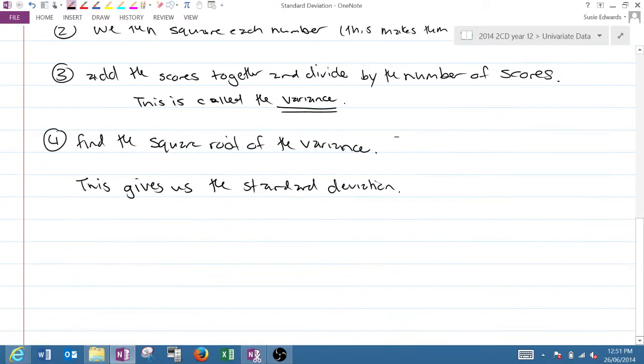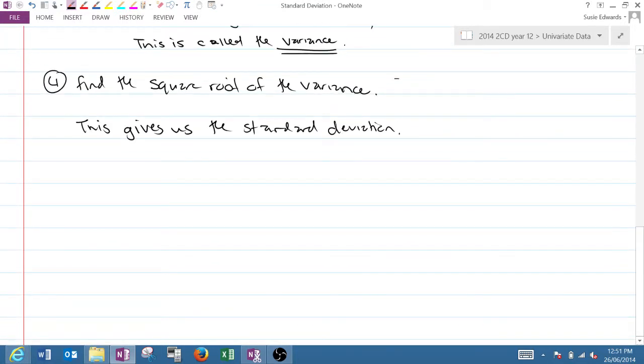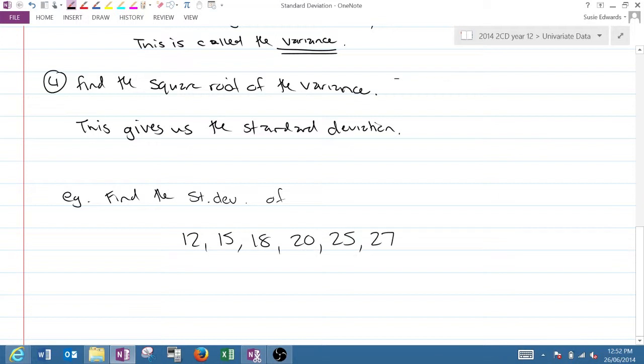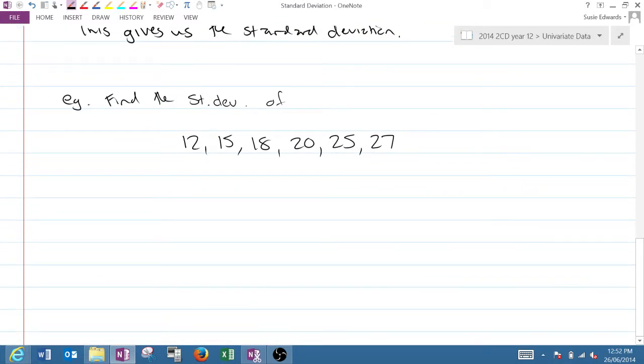So if I give you a set of numbers, find the standard deviation of 12, 15, 18, 20, 25, 27, all right? We've got these numbers. Now, you could put it into statistics and find the answer like that, but just this once, we're going to do it by hand, all right? So first thing we need to know is what the mean is.